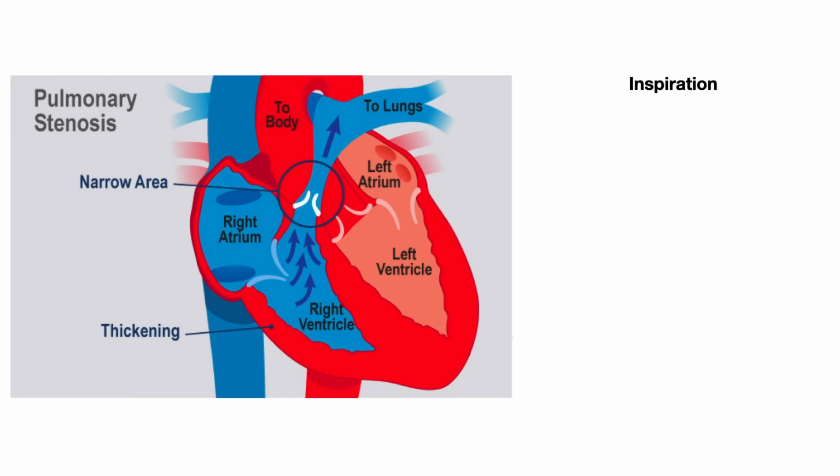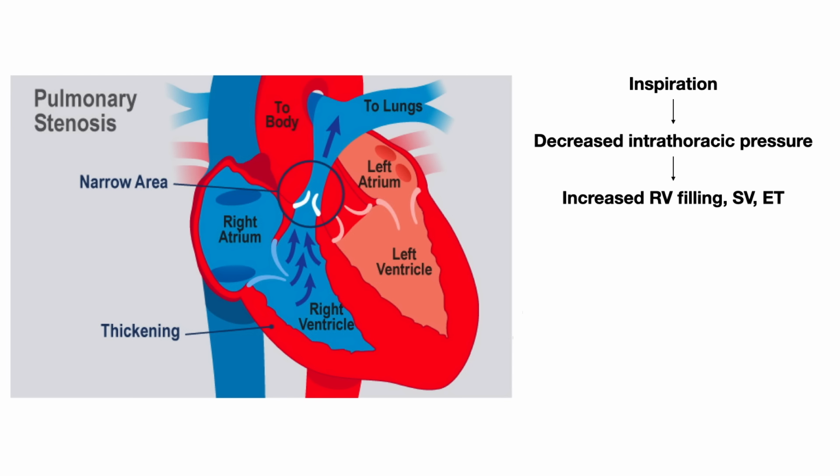So imagine that you are breathing in. So you've got inspiration or inhalation. And when you breathe in, you take that deep breath in, there's a decreased intrathoracic pressure. Now what does this mean? When there's decreased intrathoracic pressure, you get an increase in right ventricle filling. You also get an increase in right ventricle ejection time and right ventricle stroke volume.